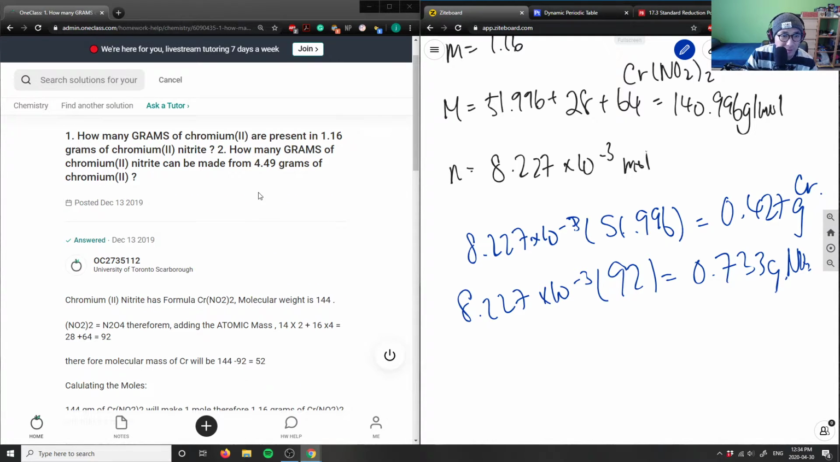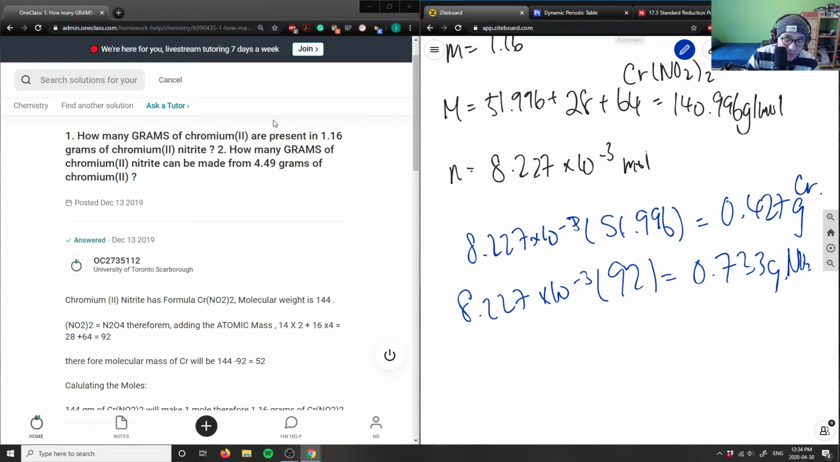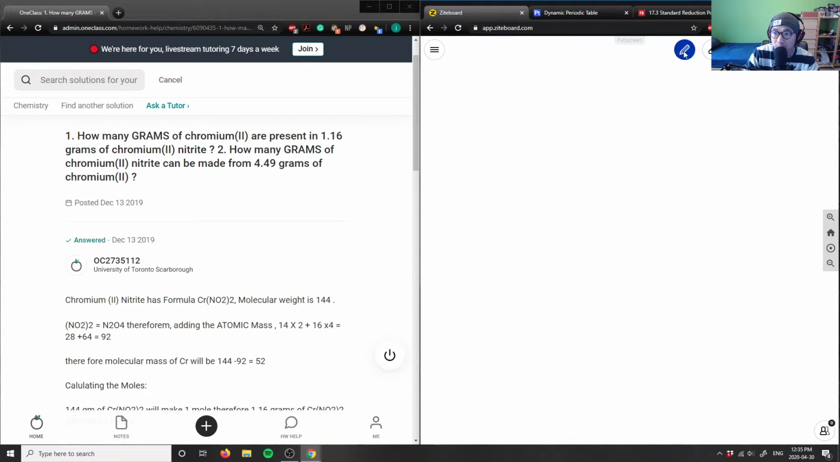nitrate. And then finally, part B is asking how many grams of chromium nitrate can be made from 4.49 grams of chromium. So what you could do with this one is either take a percentage to figure out this problem, or you could just use, again, mass to moles, right? So if I were to do B as well, it says how many grams of chromium nitrate can be made from chromium. So I have 4.49 grams here.